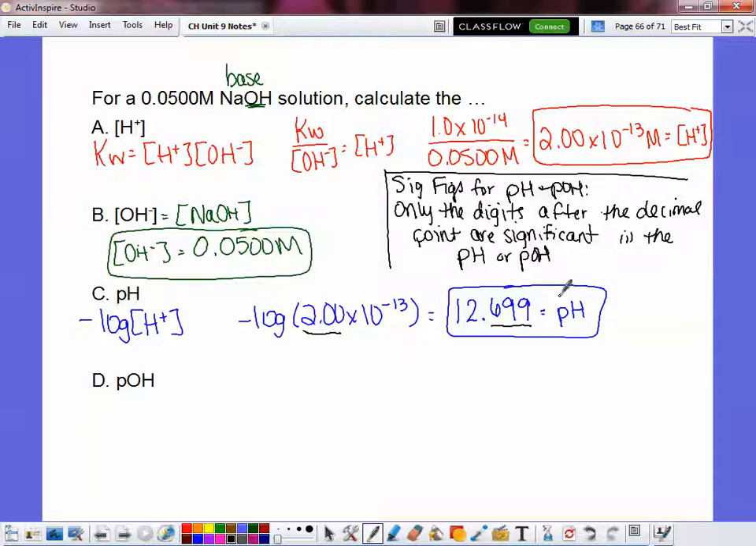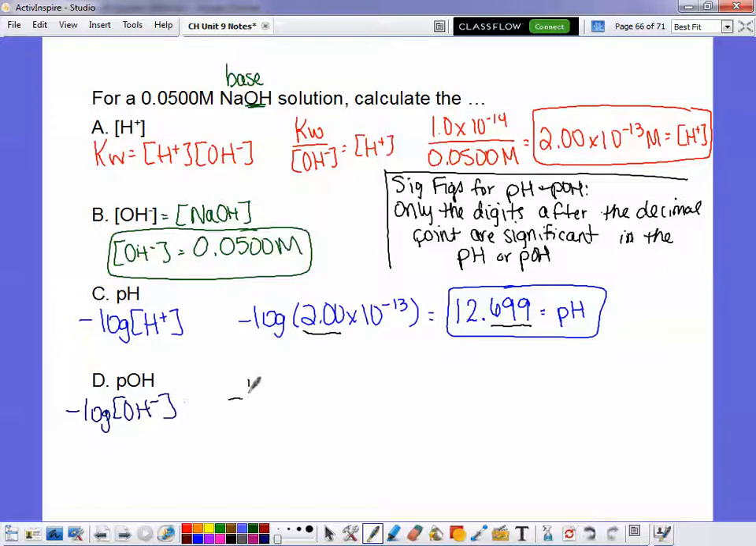Okay? So only the digits that are after the decimal are the significant digits in the pH or pOH. Let me pause. All right, so now to find pOH, let's do the negative log of OH minus. This way we can practice doing the sig figs.